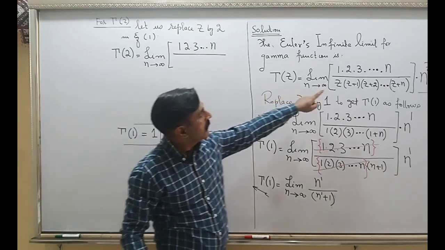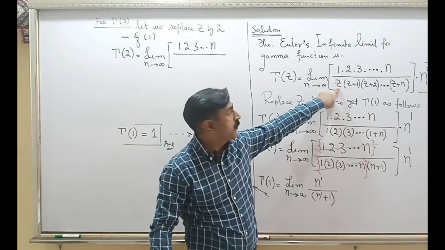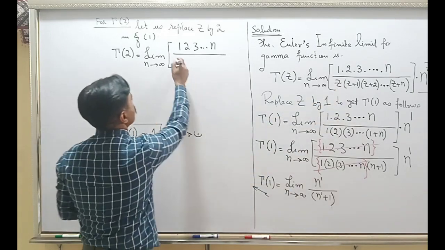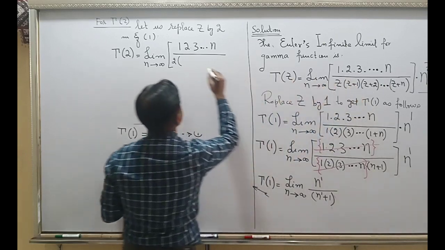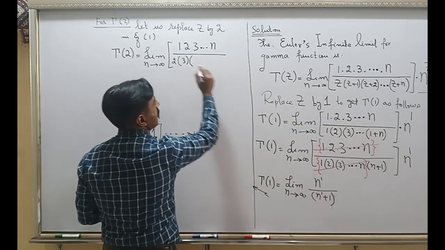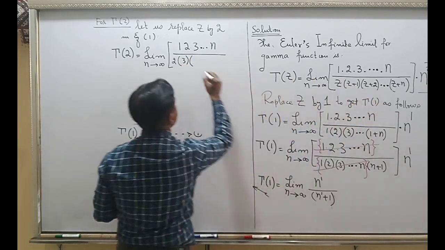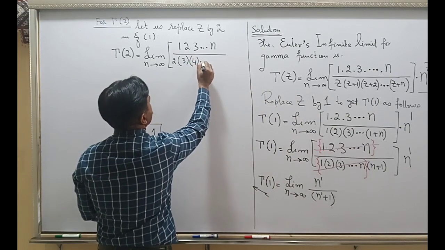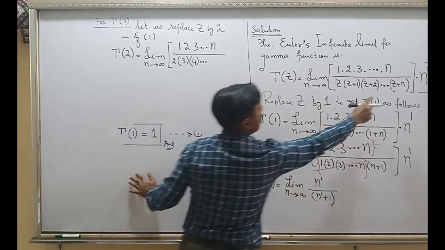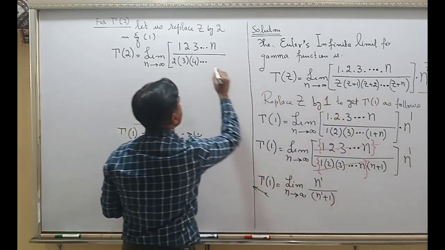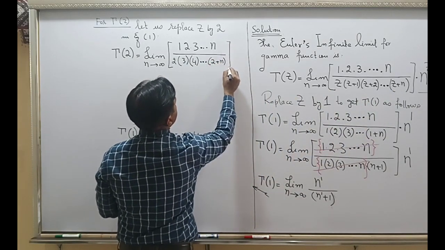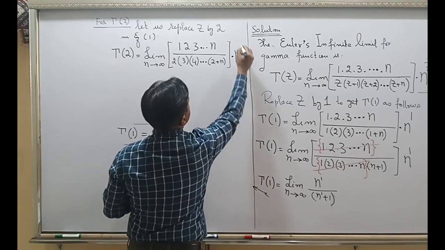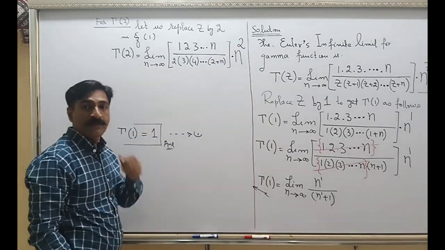Now this z will be replaced by 2. So there is 2 into, here 2 plus 1 will make 3. Next 2 plus 2 will make 4 dot dot dot, and this will make 2 plus n, the last factor, 2 plus n, into n to the power 2.